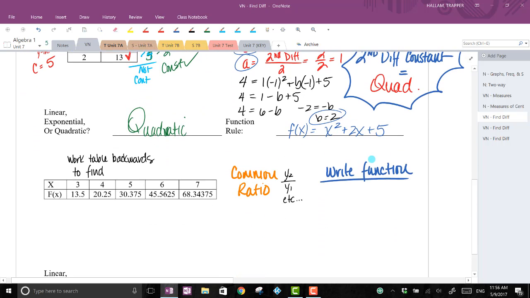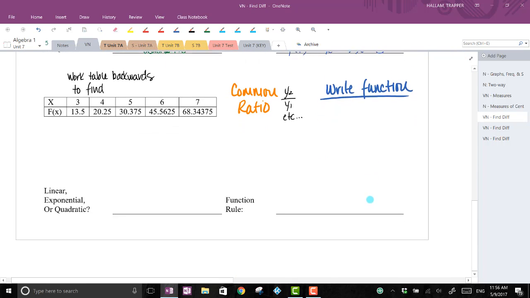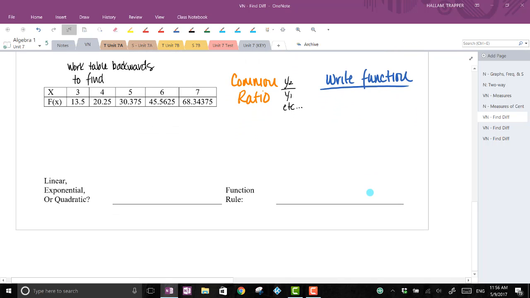All right, let's move down and do one more, which is this set here. Now, this is a horizontal table. That makes no difference, by the way. We're allowed to work vertically or horizontally with a table.